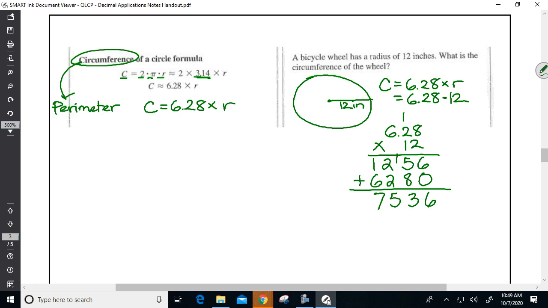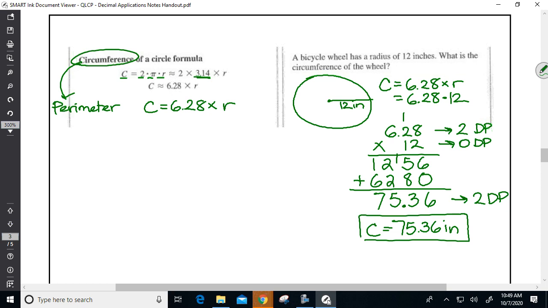So the only thing that you're missing is the decimal. So 2 decimal places, no decimal places, which means your answer needs 2 decimal places. There you go. 75.36 inches. Any questions before we work it the other way around?